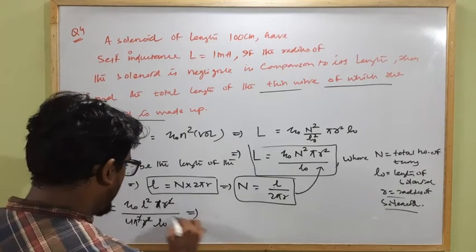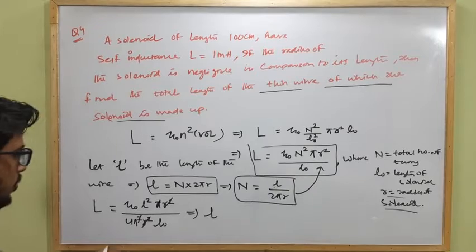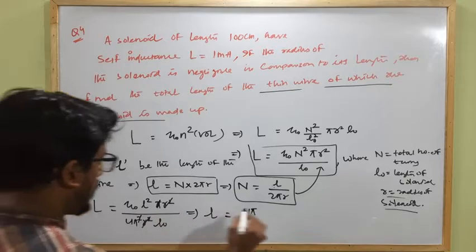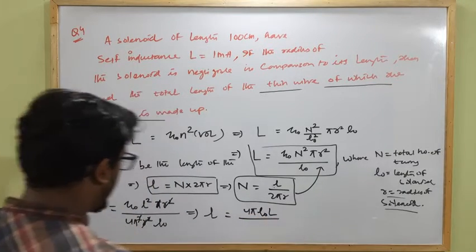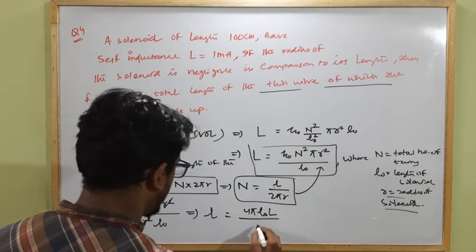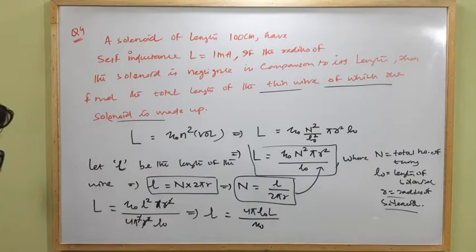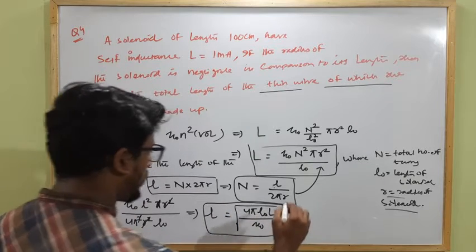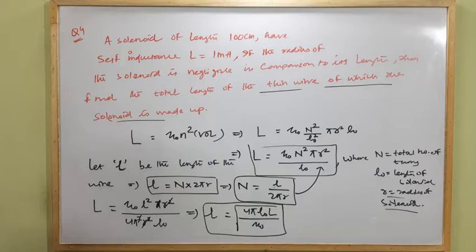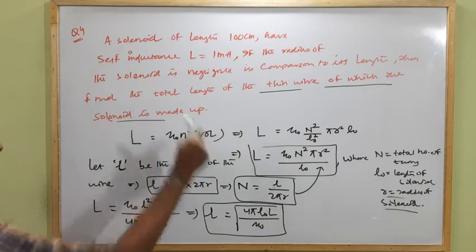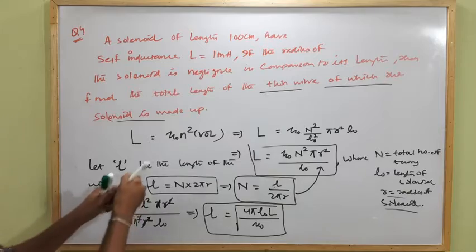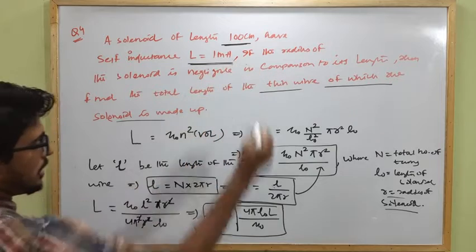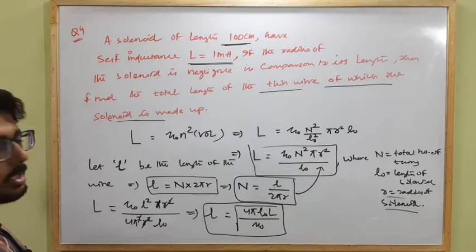So from this we will get the value of total length of the wire, small l, will be equal to the root over 4 pi L naught into L divided by mu naught. Clear? This is the expression for what? The total length of the thin wire which is used to make that solenoid. We already know what is L naught. Here L naught is 100 centimeter. What is L? 1 millihenry. Mu naught we already know that is 4 pi into 10 to the minus 7.